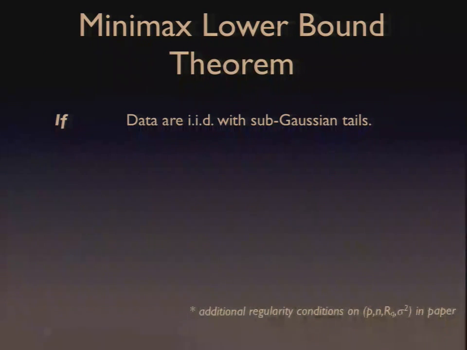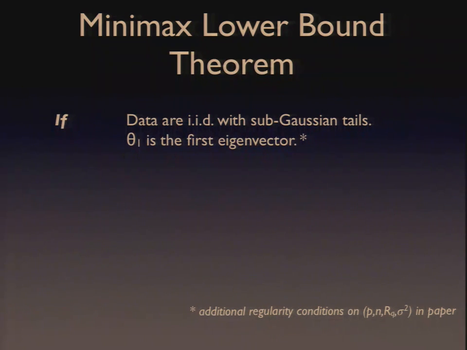Okay, so our first result is a lower bound on the minimax error. And the assumptions that we have to make include the following. The first assumption is that the data are IID, so x1 through xn are IID. And moreover, they're drawn from a distribution with sub-Gaussian tails. What that means is if I look at any one-dimensional projection of my observations, the tail probabilities decay like a Gaussian at worst.